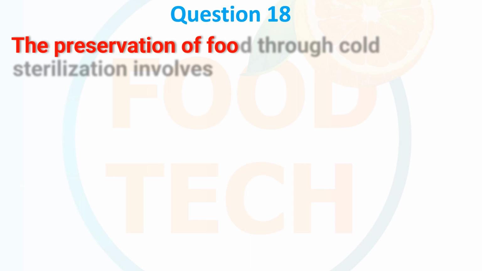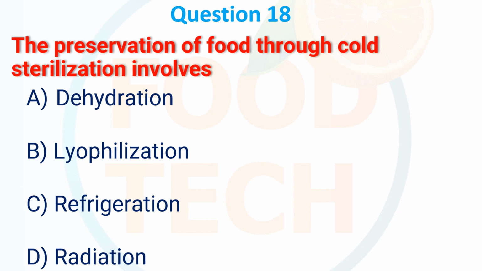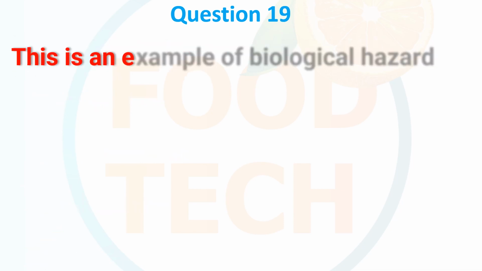The preservation of food through cold sterilization involves: A. Dehydration. B. Lyophilization. C. Refrigeration. D. Radiation. The answer is D. Radiation.